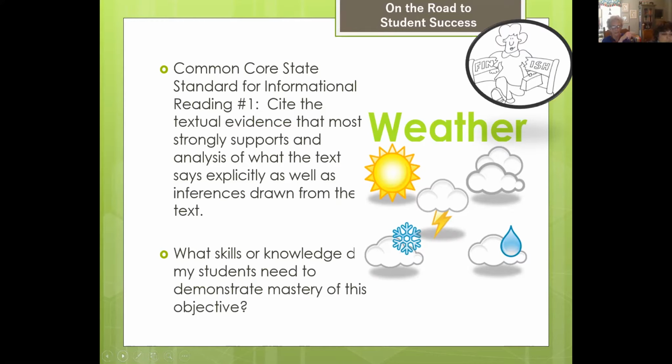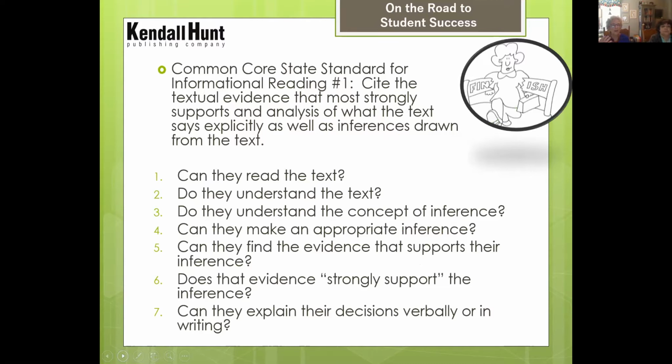So if you could flip us over to the next one. So in order to do this, I need to know, can every student in my classroom read the text? If not, they don't have a shot at meeting this objective. They can't read the book. What do I do about that? Do they understand the text? Because I got some kids who can decode, but when you ask them a question, I don't know what planet they're on, okay? Do they understand the concept of inference?